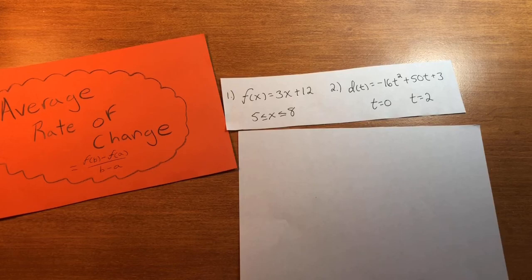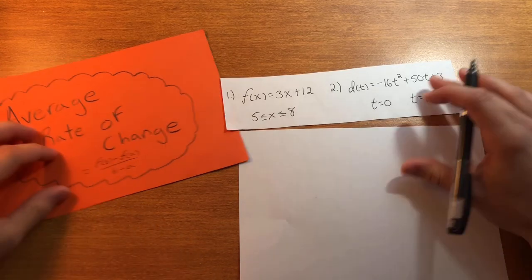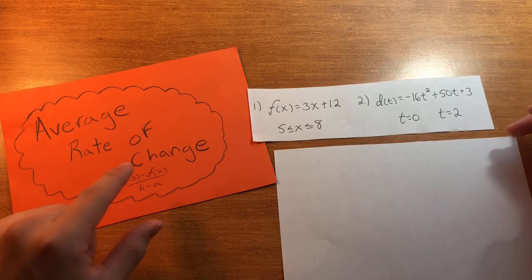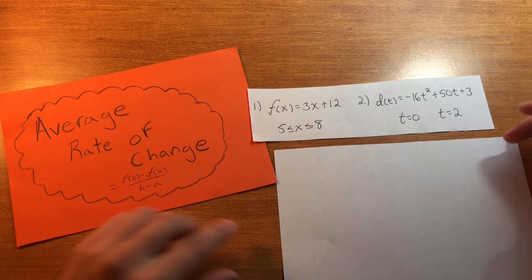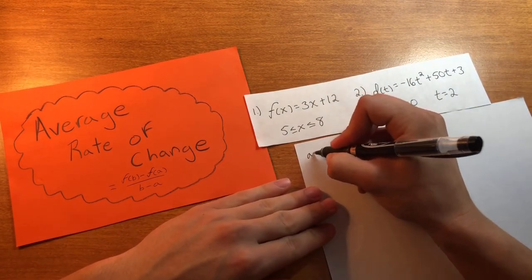Okay, so looking at number 1, it says f of x equals 3x plus 12, and I want to find the average rate of change from 5 to 8. Looking at the formula, I need f of b, I need f of a, and I need b and a. So let's look at a and b first.